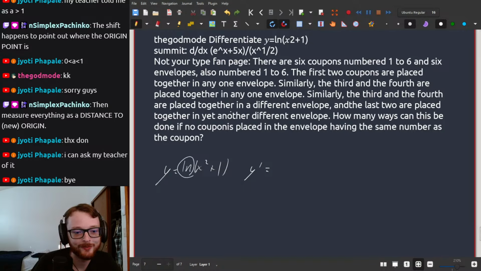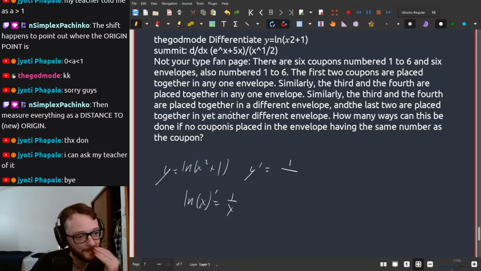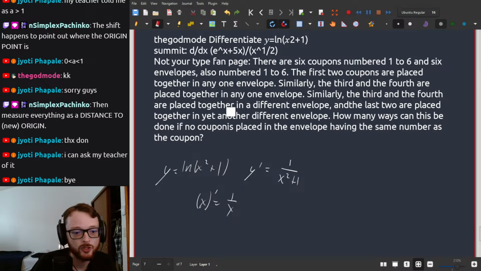Our outside function is ln. So ln of whatever, pretend it's x for now, it doesn't matter what, it's just 1 over whatever was inside it, because the derivative of ln x is 1 over x. If we have something that's not x inside, we just do 1 over whatever was inside. So now it's 1 over x squared plus 1. But now, chain rule, we have to multiply by the derivative of the inside.